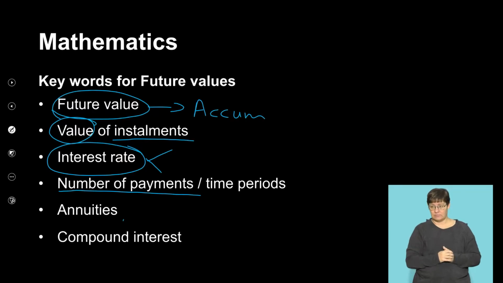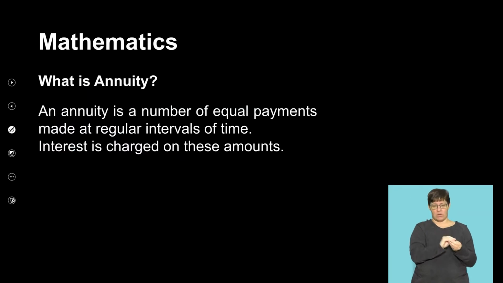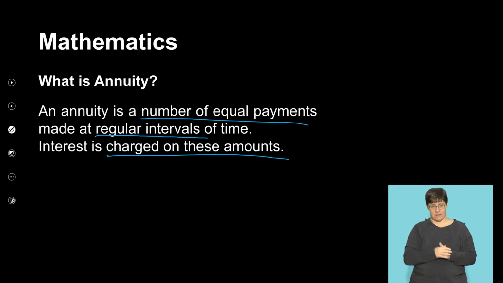Then we have annuities, which we spoke about, and then we have what we call compound interest. A future value is normally on a compound interest basis, not a simple interest. Now, an annuity is a number of equal payments made at regular intervals of time, right? And this interest is charged on these amounts.